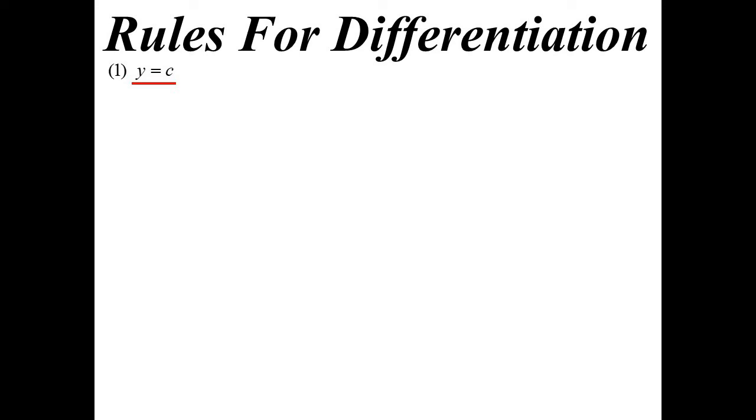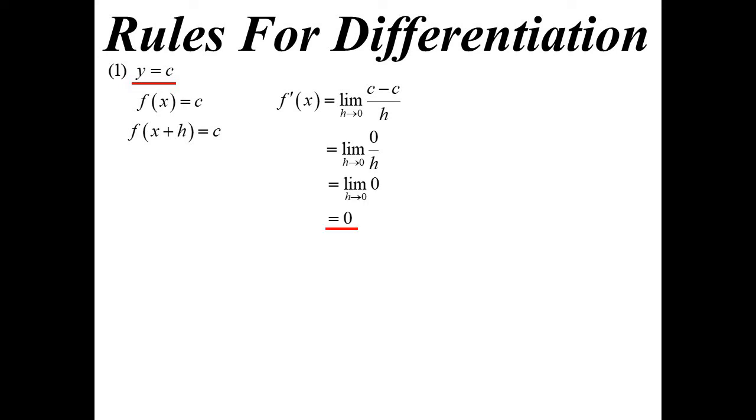So we'll just start with y is some constant number. Now we've already seen what the answer is, but let's prove it. So if it's a constant number, f(x) is a constant, so is f(x plus h). Putting it into our formula, we get c minus c over h, which of course is 0 everywhere. So from that we know we don't have to do this formula. Whenever we want to differentiate a constant, we know the answer is 0.